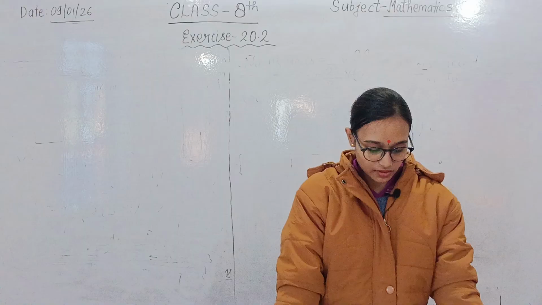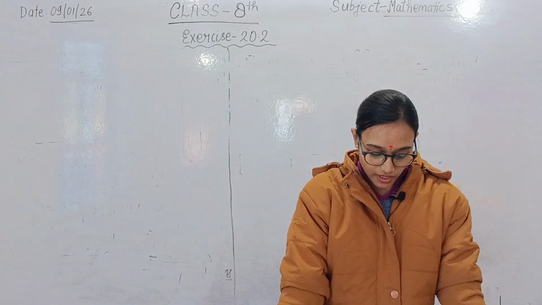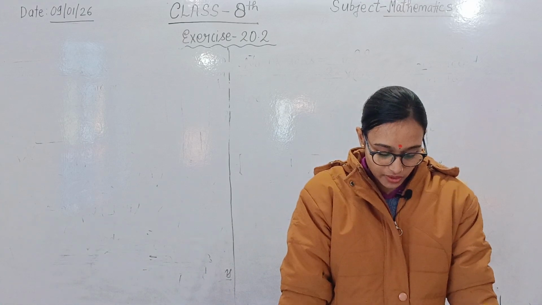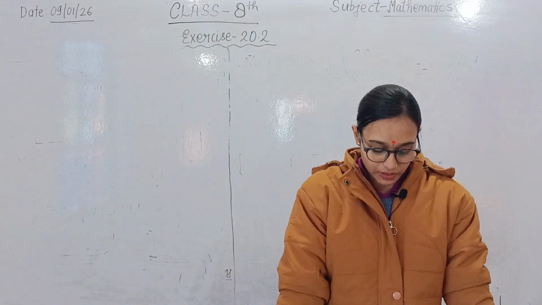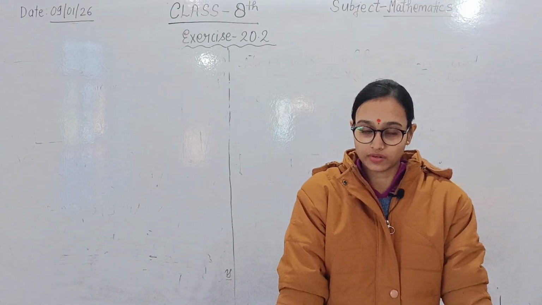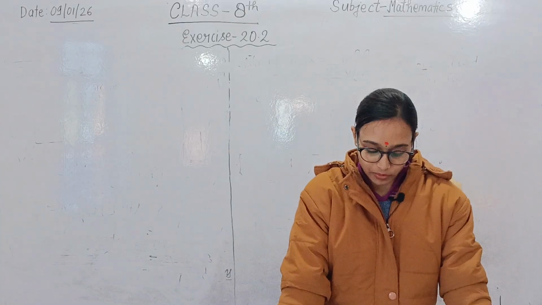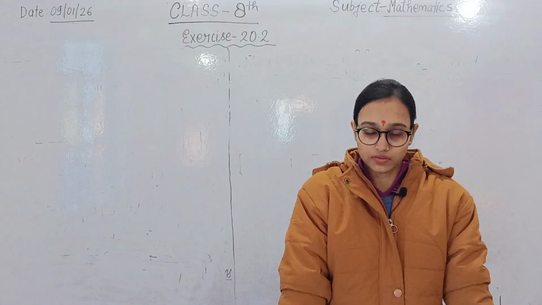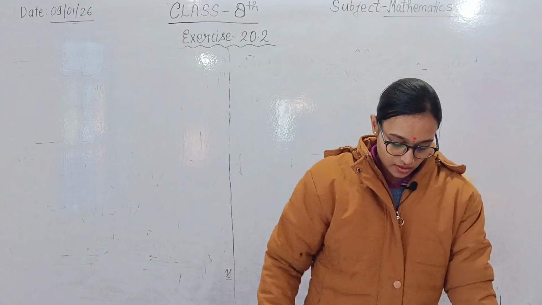Now question number 17. A cylindrical pillar is 50 centimeter in diameter and 3.5 meter in height. Find the cost of painting the curved surface area of the pillar at the rate of rupees 10 per square meter. We are given that there is a cylindrical pillar whose diameter is given as 50 centimeter. With the help of diameter, we will calculate radius, and height is given as 3.5 meter. We have to calculate the cost of painting the curved surface area. So firstly we will calculate the curved surface area and then we will multiply 10 in it.